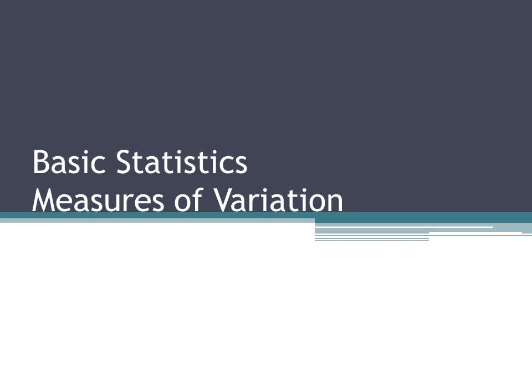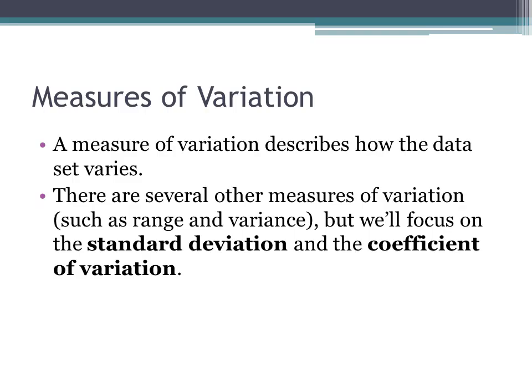Basic statistics, measures of variance. A measure of variance describes how spread out the data is within the set. For example, a set can be clumped tight, or maybe it could be spread out. There are many types of measures of variation, but we will focus on two: standard deviation and the coefficient of variation.